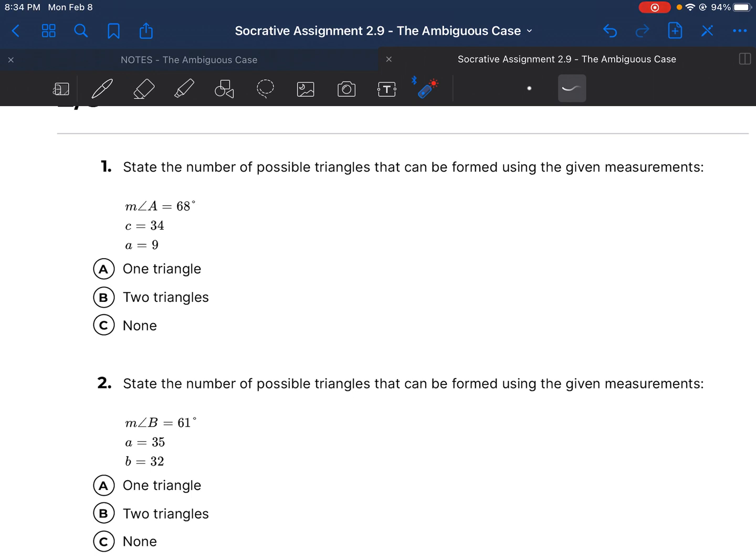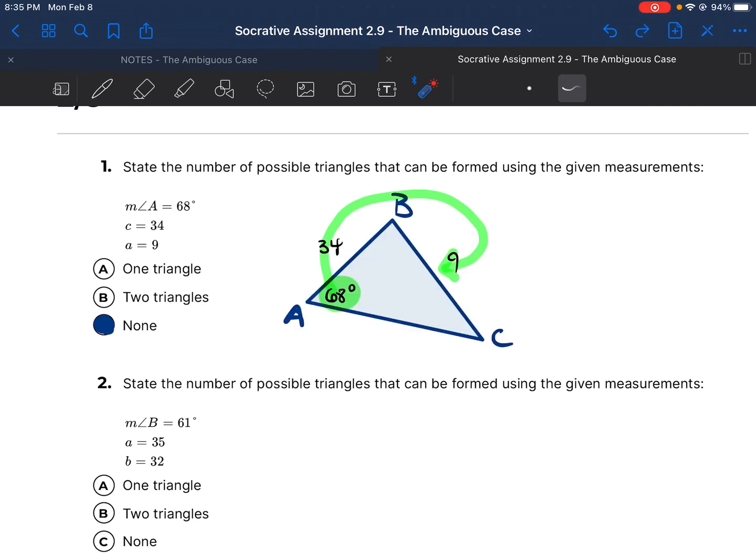In number 1, we want to state the number of possible triangles that can be formed using the given measurements. So notice we're not trying to solve it, we're just trying to figure out how many triangle solutions are possible. So let's go ahead and try out Mr. MK's method here. We draw a triangle. Here's the measure of angle A, 68 degrees. We can see that across from angle A is side A, which is 9, and the side that's not across from the angle is 34.